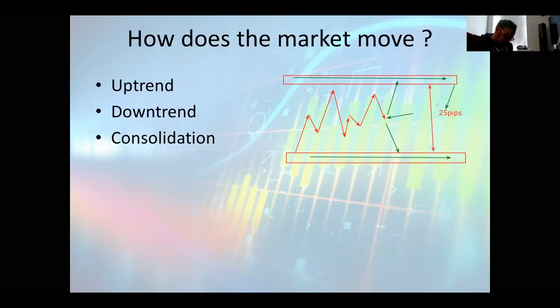Where do uptrends start? Uptrends start from supports, right? Downtrends start from what? Resistance. Downtrends start from resistance, right? So when price reaches resistance, you're looking for maybe a candle to flip in your direction.